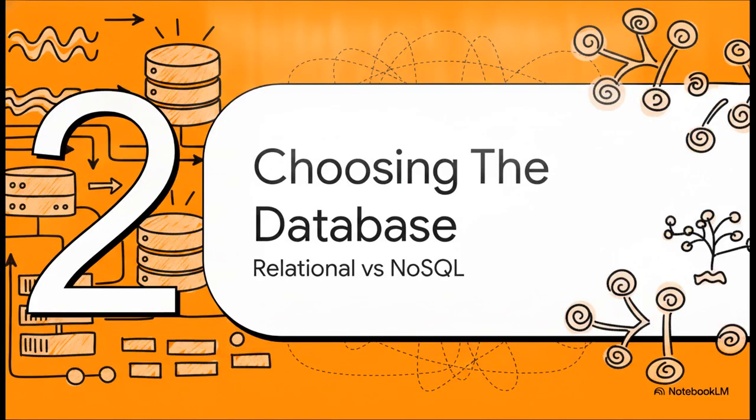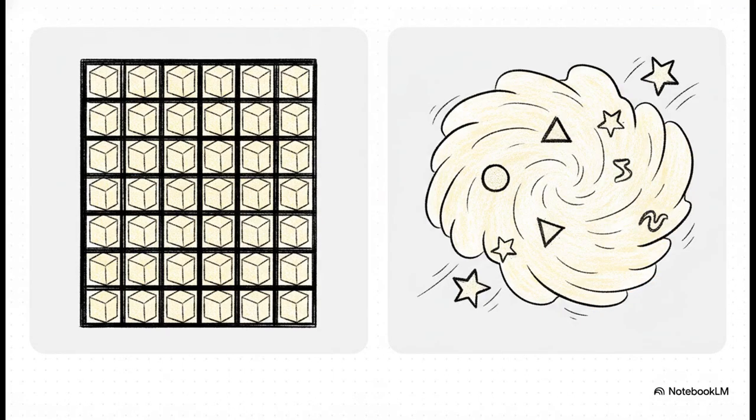Section 2. Choosing the right database, relational versus NoSQL. Because of those severe text file limitations we just talked about, the industry evolved toward database management systems. This is a massive architectural choice for developers, and we essentially have two distinct paths. On the left, we have relational databases, like Postgres. These are rigid. They organize data into strict tables and rows, forcing you to define a structure before you insert literally anything. This is absolutely perfect for structured systems, like a CRM.